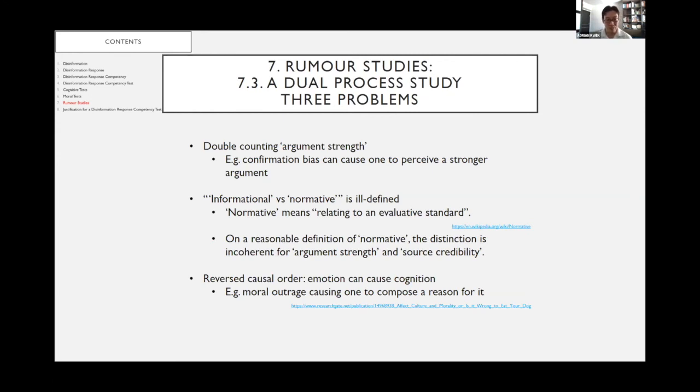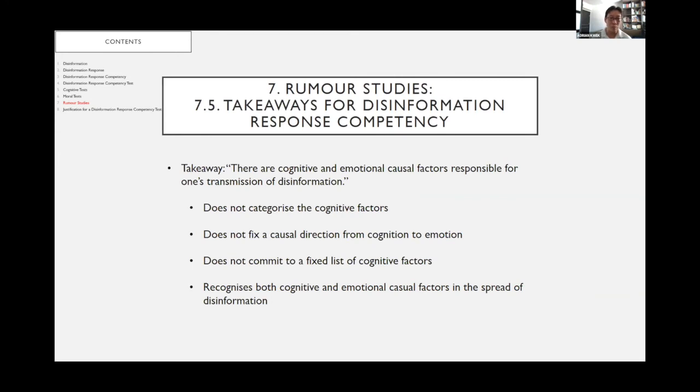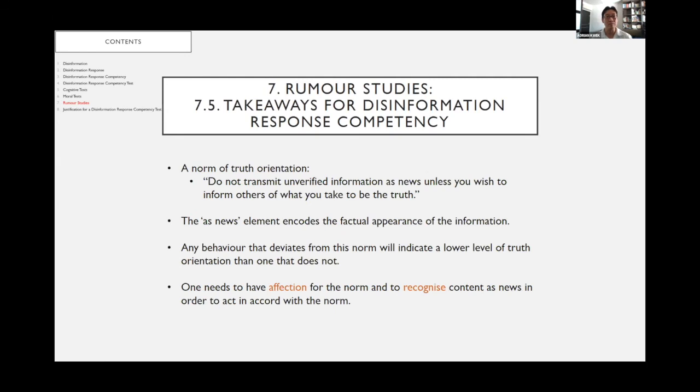So here are the three problems, and the takeaway from these three problems is that there are cognitive and emotional causal factors responsible for one's transmission of this information. Pitched at a general enough level, such as this, I do not categorize the cognitive factors, so I avoid the double counting problem. I do not fix a causal direction from cognition to emotion. And I do not commit to a fixed list of cognitive factors, because there could be others. Most importantly, it recognizes both the cognitive and emotional causal factors in the spread of this information.